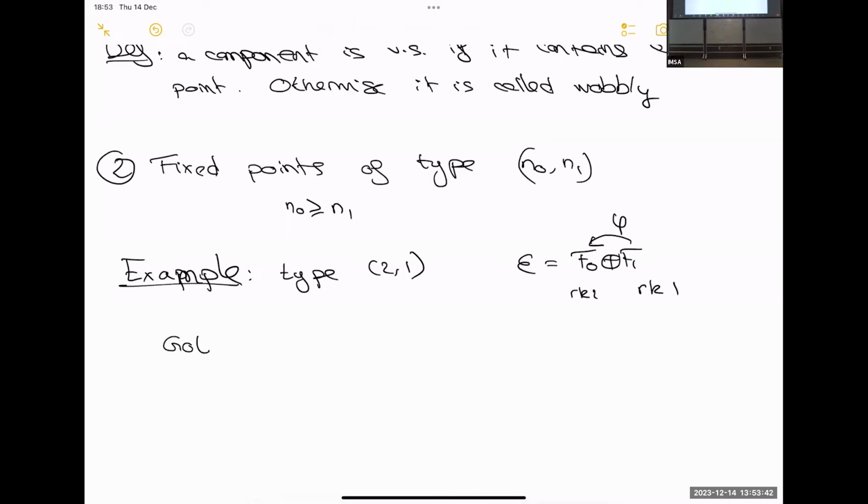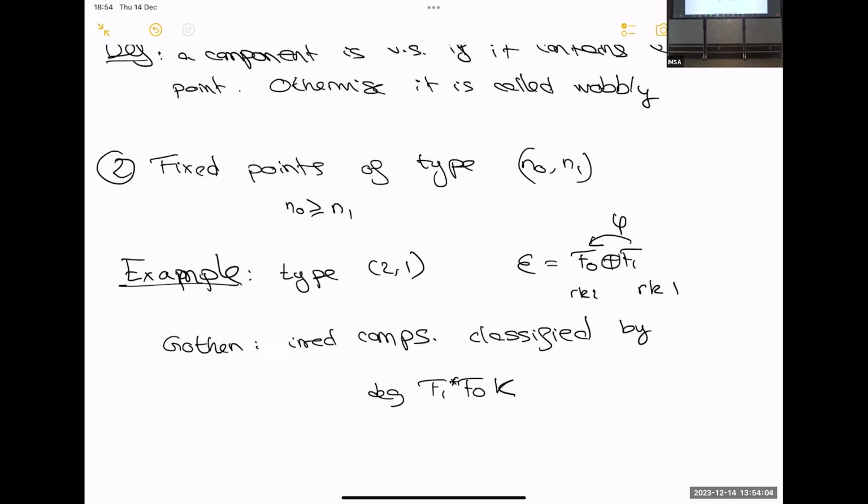So Gothen proved that the non-empty components of the nilpotent cone are classified by an invariant, which is the degree of the following: E1 dual tensor E0 tensor K, right? So the Higgs field in the fixed point is precisely a section of this bundle. So the non-emptiness, or existence of semi-stable objects, is bounded, so the invariant needs to vary between 4g minus 4 and g minus 1.